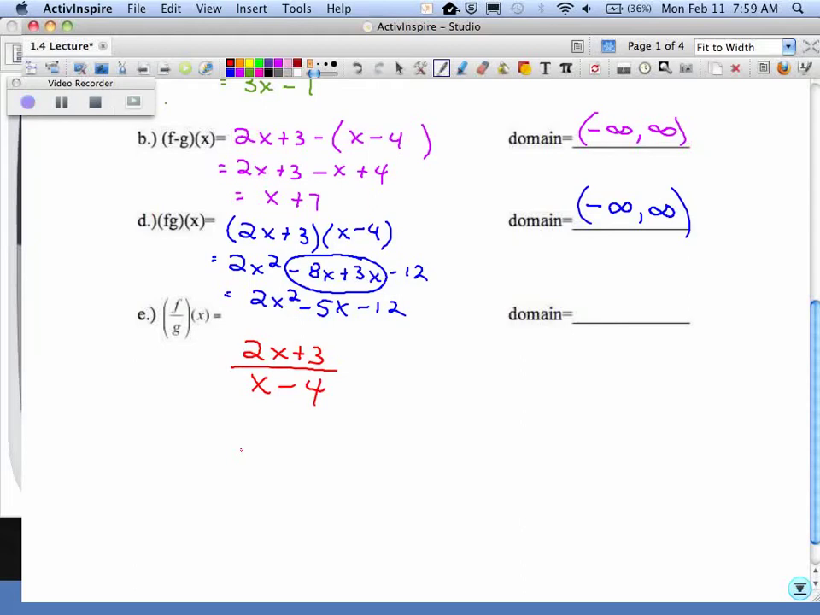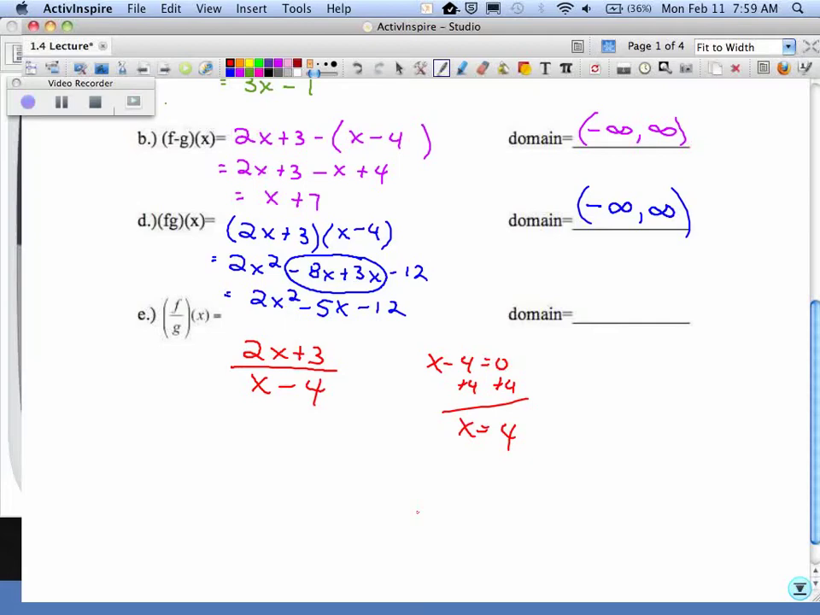what's the domain? Well, when you look at the rational expression, we have a linear on top, which is all reals. We have a linear on the bottom, which is all reals. So you kind of start to think, well, anything works, right? But because it's a rational expression, what are we concerned about? So you would take your denominator, set it equal to 0. And what happens if x is 4? And we can't do that, right? So it's undefined at x equals 4.